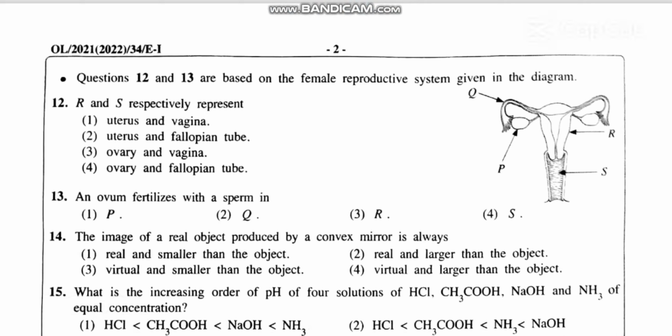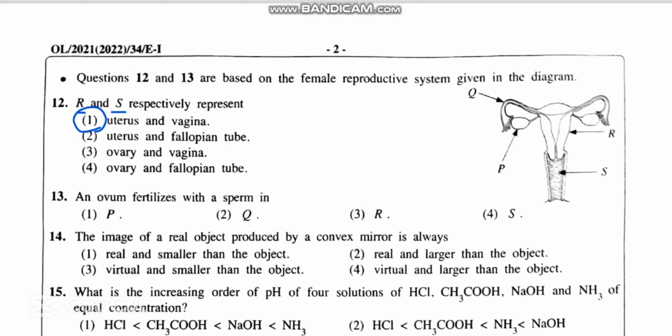Okay. Questions 12 and 13 are based on the female reproductive system given in the diagram. R and S respectively represent? So what is R and S? R is the uterus, S is the vagina. So uterus and vagina. If you put vagina and uterus, it's wrong. That answer is not there. If it is there, it's wrong, because they are asking respectively R and S. So the answer is the first one.